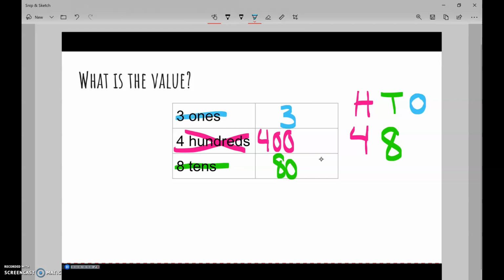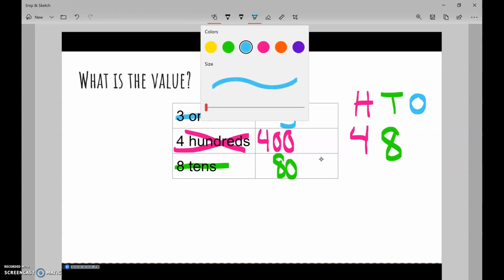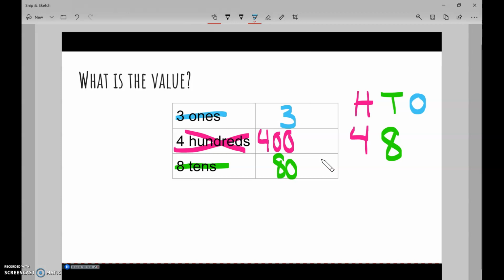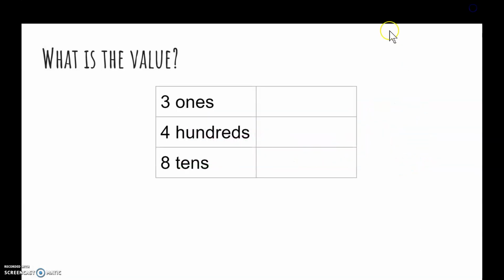Oh, it should have been yellow. Oh no, I was right. Blue. See? And then I'll put it. So now I know that my number value of the set is 483. So hopefully I put it correctly. It's this one, 483. So that's what happens when I don't have it in order. Keep that in mind.